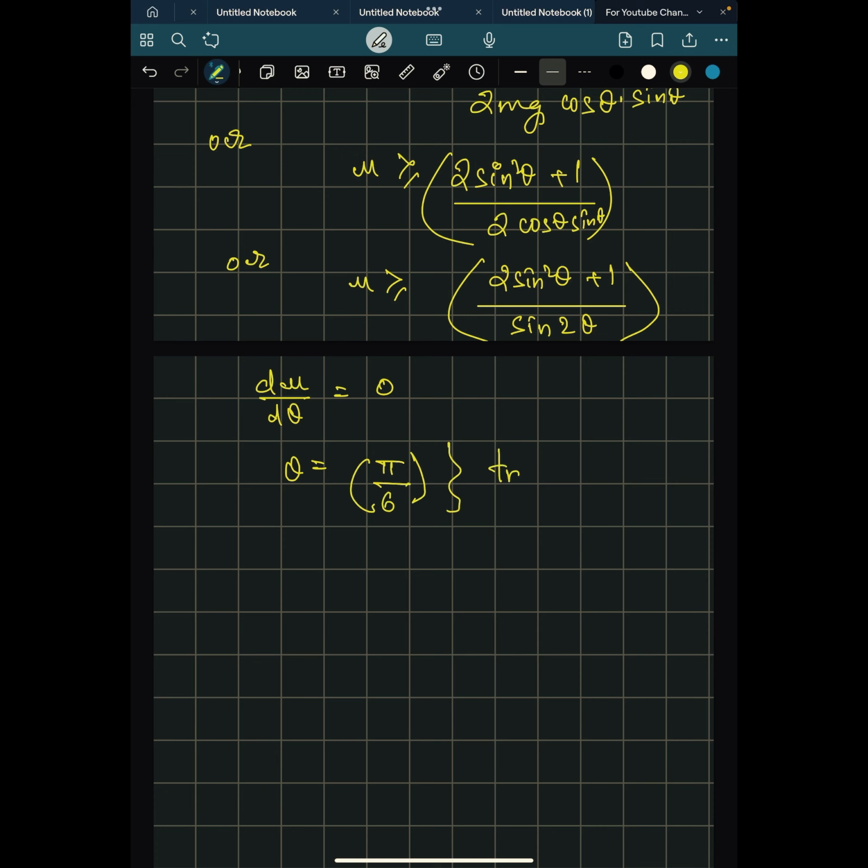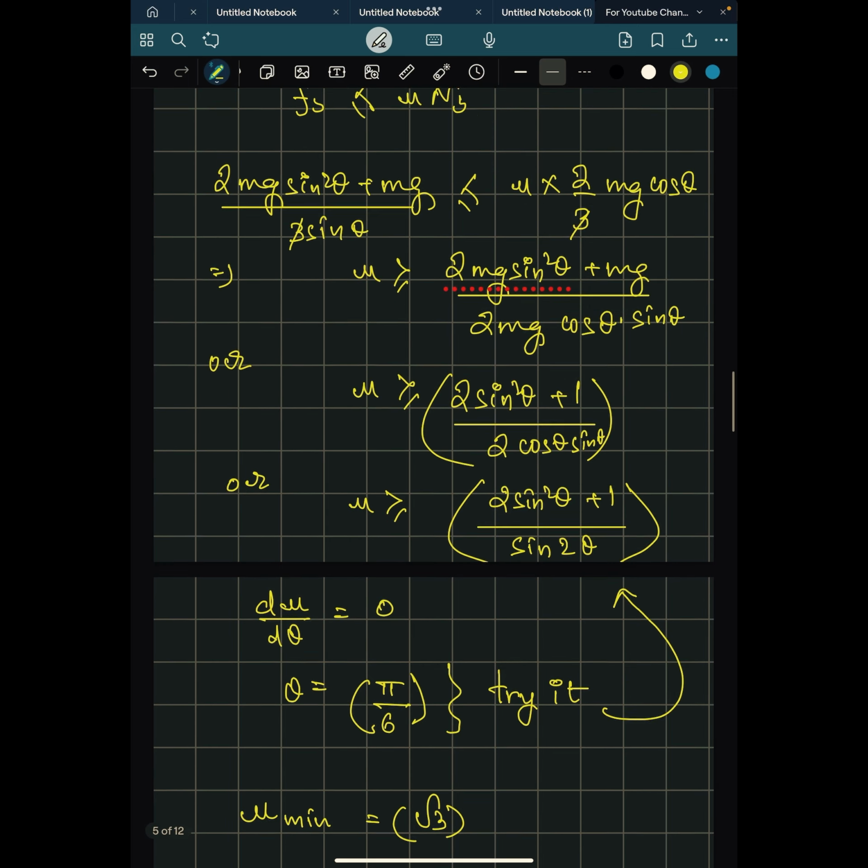Try it on your own. It's just simple. All you have to do is take the derivative of it and then equate it to 0, and then by using some basic trigonometric identities you will land at the equation theta is equal to pi by 6. Once you have theta equal to pi by 6, substituting this theta value back in this equation, you land at mu equal to root 3. Mu minimum is given as root 3.